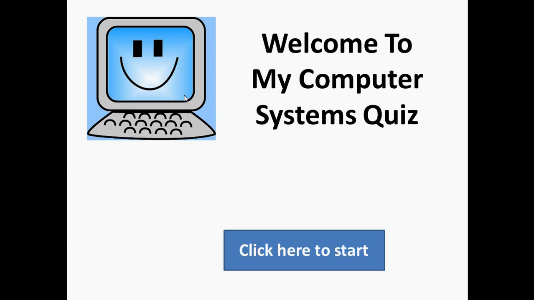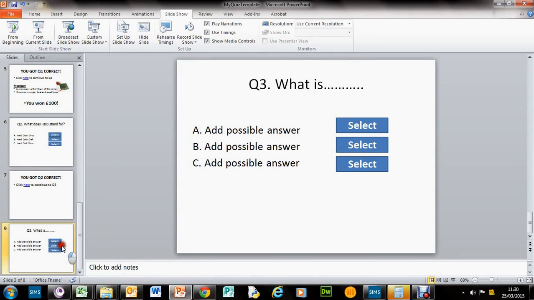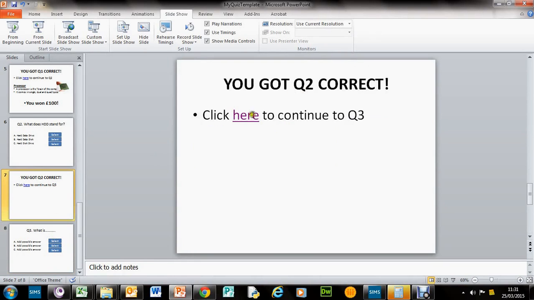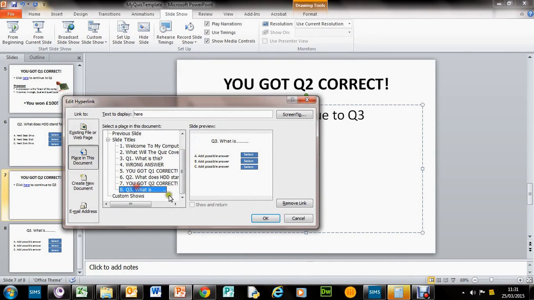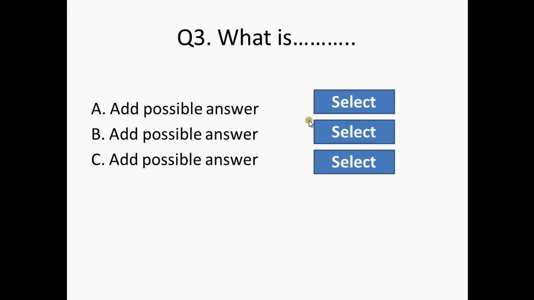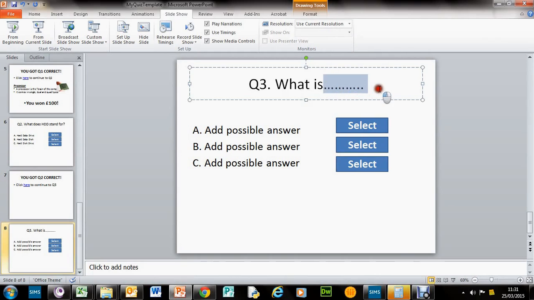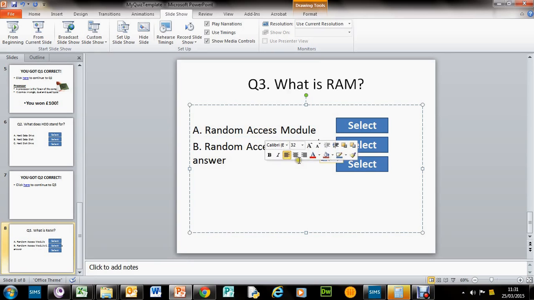Now that little link there doesn't work, so once we get off to question 1, we'll start thinking about making this work. We've got a question 3 slide here, so this is right, so we want to link that to the right place. That's got to go to question 3. Test that. Good, that goes to the right place. Now question 4, we'll do another one. We'll say what is RAM, and we'll go random access module.